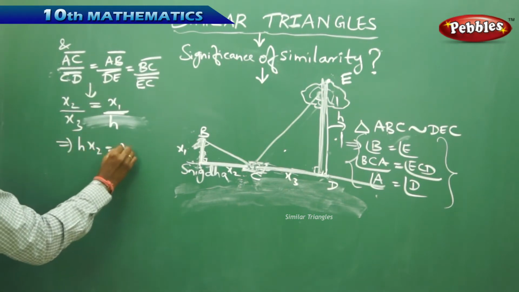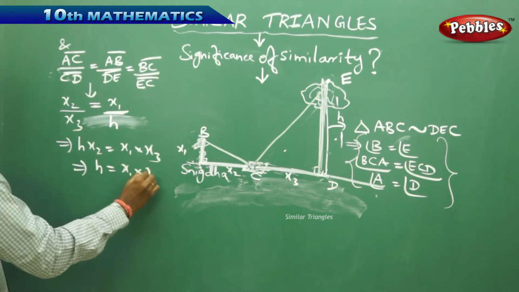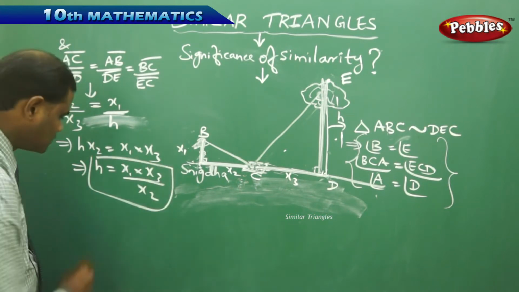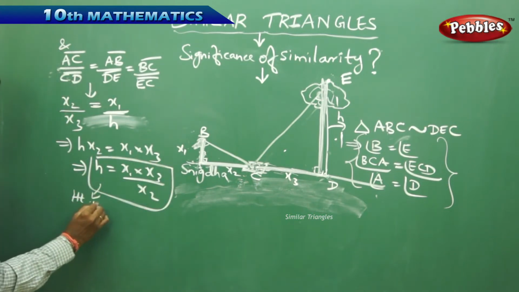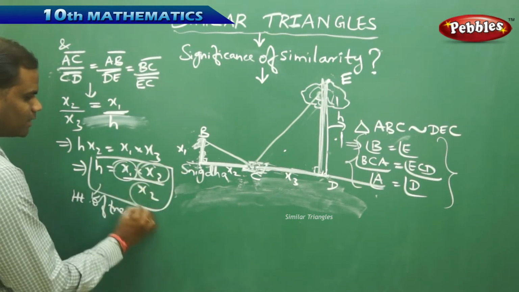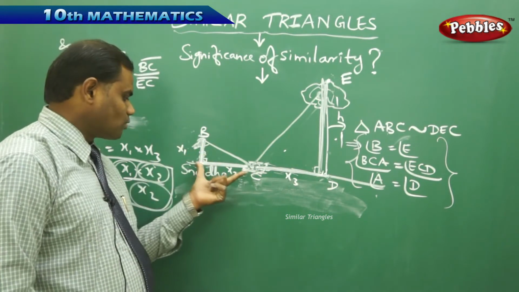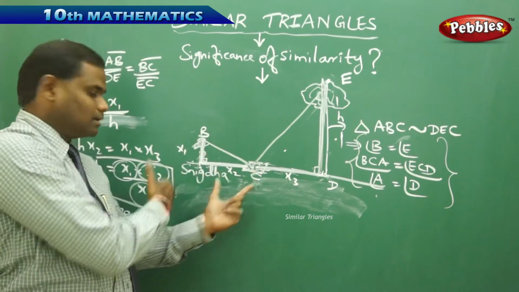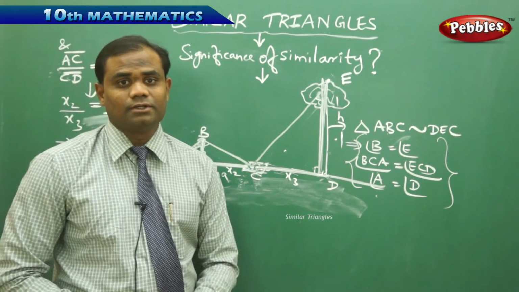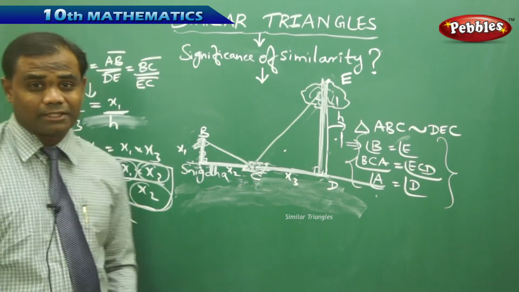h x2 is x1 times x3. That implies h is x1 times x3 by x2, which is the height of the tree. So this is how we find the height of the tree by measuring each of x1, x3 and x2, x1 being the height of Snigdha, x2 being the distance from mirror to Snigdha, and x3 being the distance from mirror to the tree, which can easily be measured using a measuring tape. And hence, we obtain the height of the tree without actually measuring.